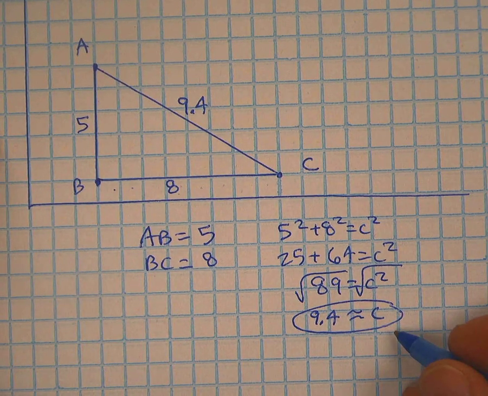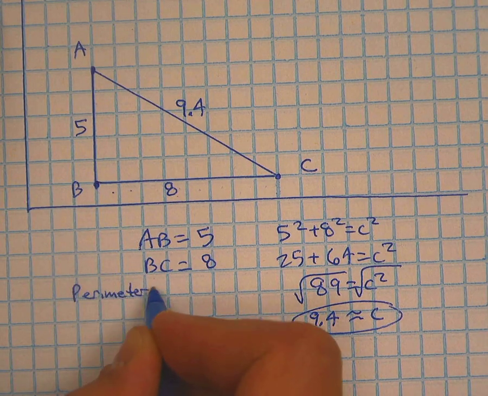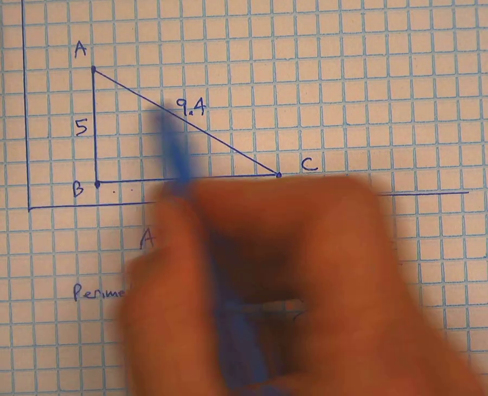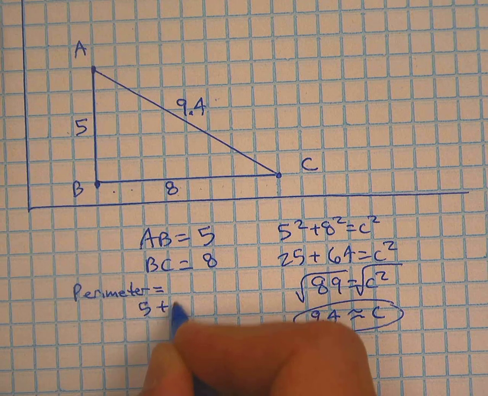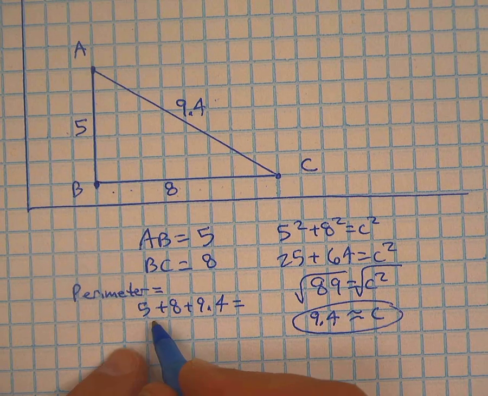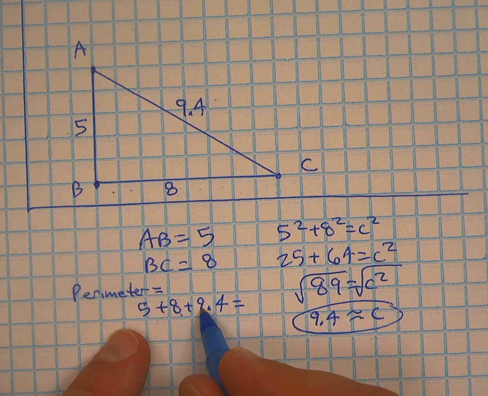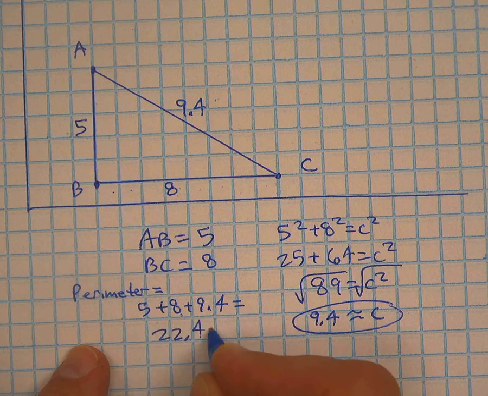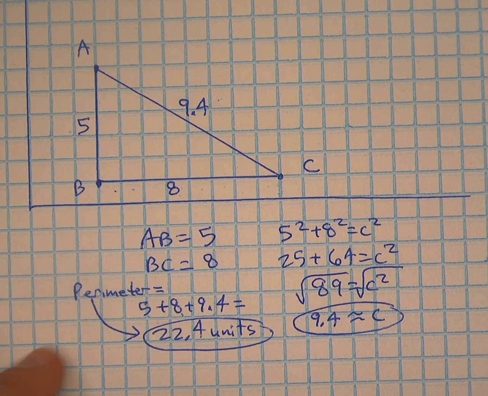All right, next thing. If I want to find the perimeter, and again, all these are test type questions anyway, I have to add up all three sides. So I take 5 plus 8 plus 9.4, and that's going to give me my perimeter. 5 plus 8 is 13, 13 plus 9 is 22, so it's going to be 22.4 units. This is my perimeter.